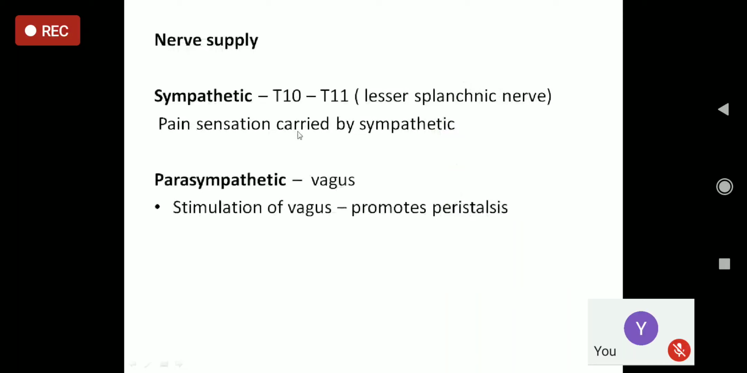And the nerve supply, again, is sympathetic and parasympathetic. The sympathetic supply is from the T10 to T11 segments of the spinal cord. They are known as the lesser splanchnic nerves, and the pain sensation is mainly carried by this nerve. The parasympathetic supply is from the vagus, so stimulation of the vagus promotes peristalsis.